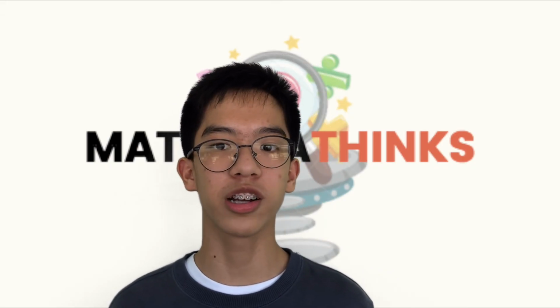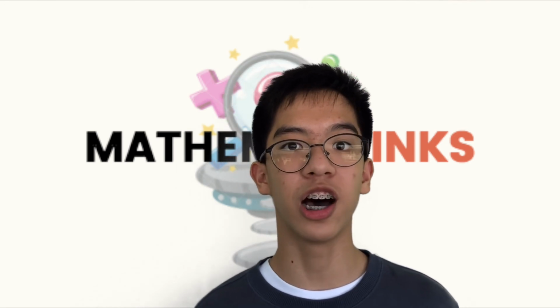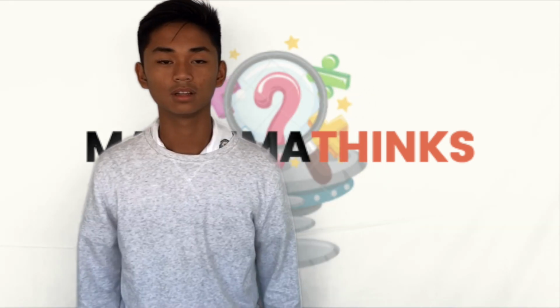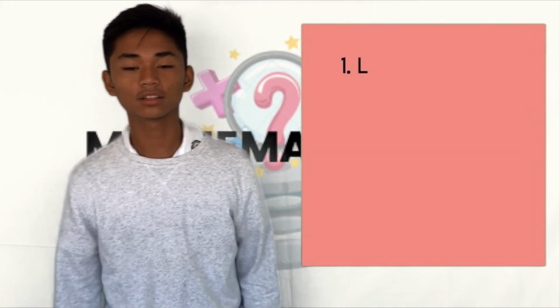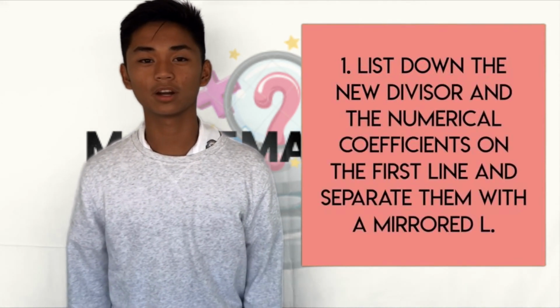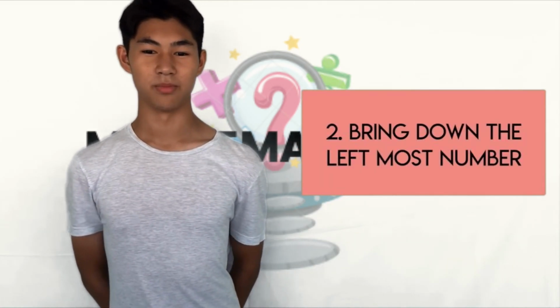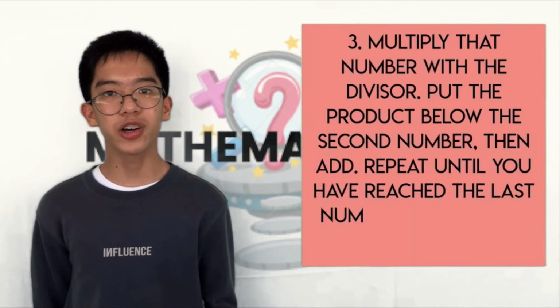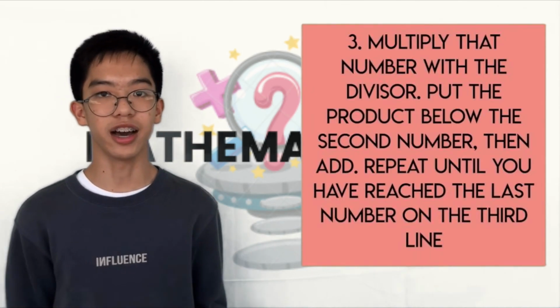Now that we're done with our examples, let us recap the steps on how to do synthetic division. Step 1. List down the new divisor and the numerical coefficients on the first line and separate them with a mirror L. Step 2. Bring down the leftmost number. Multiply that number with the divisor. Put the product below the second number, then add.